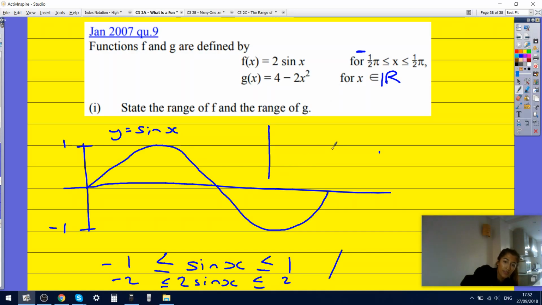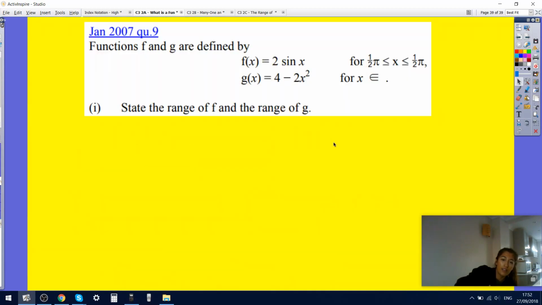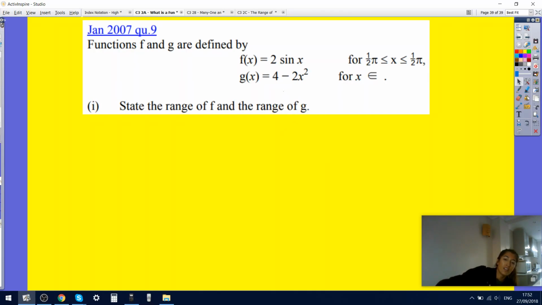Oh, hang on. We didn't read the question. Yeah. State the range of g. We've found the range of f. No, go back. State the range of f and the range of g. Oh, okay, good. Phew.